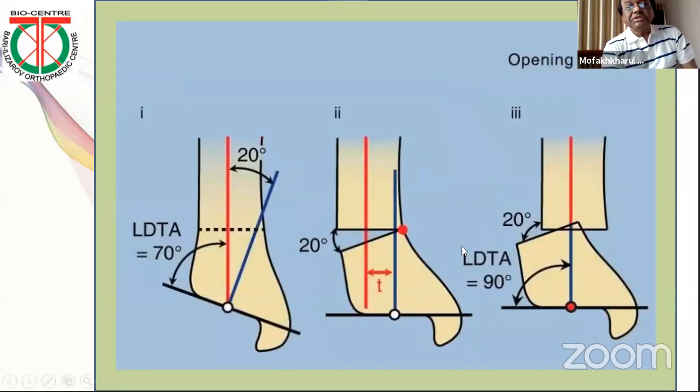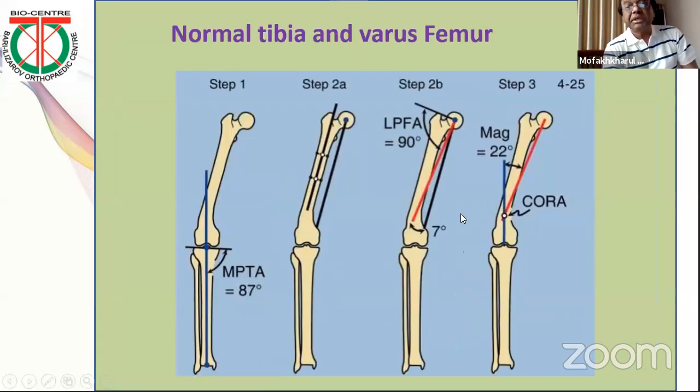Here, LDTA, how much? I told you 90 degree. Here is the 70 degree. So you have to calculate this one, draw a line here, this is 20 degree, remove this one, and you shift this one. You can put the Ilizarov here, and you are getting the LDTA 90. Here is a 70, so you have corrected 20 degree LDTA.